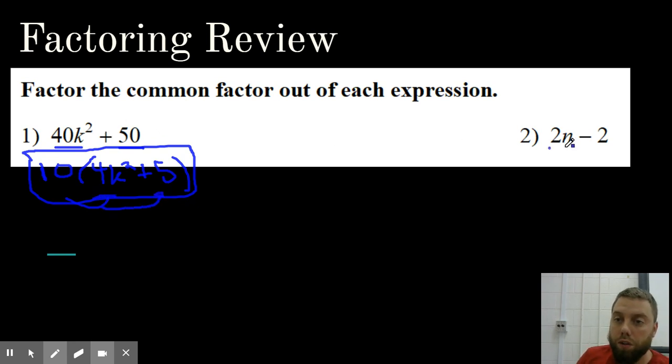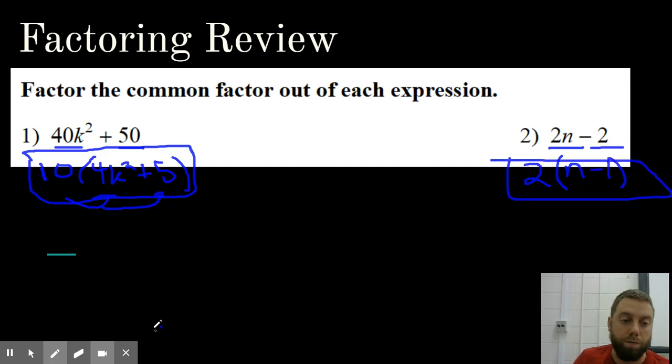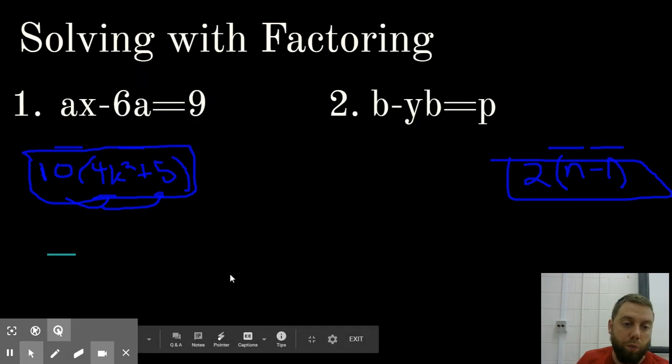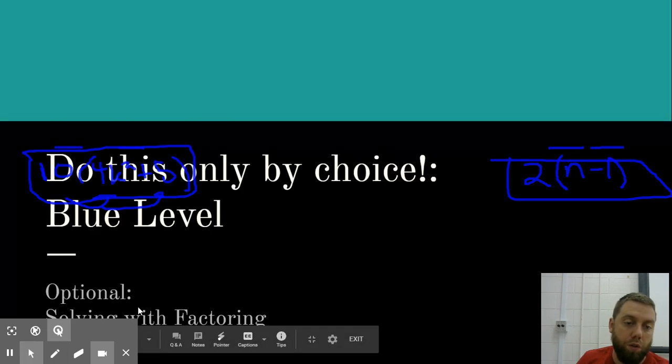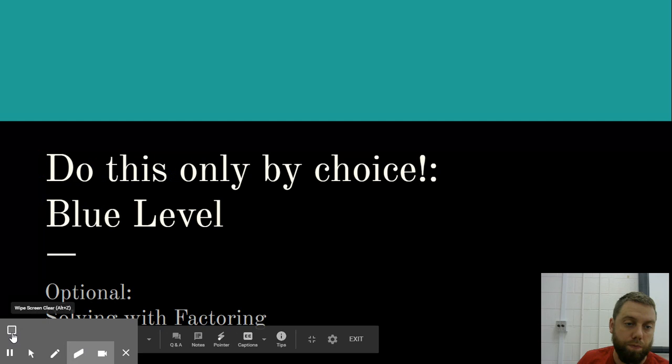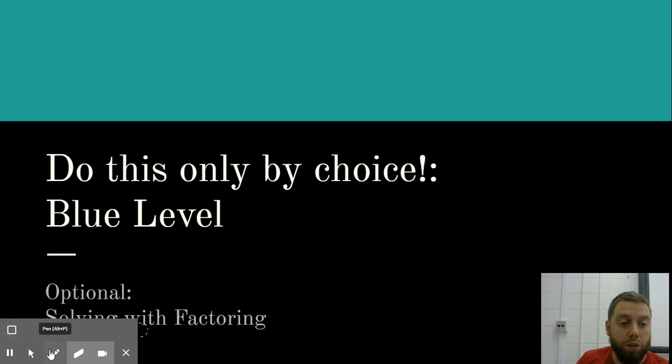Now over here, these obviously both have a 2 in common. Factoring out a 2 leaves us with an n, and dividing this by 2, -1. Okay. There's our factoring right there. Now, how can we use this to solve literal equations?